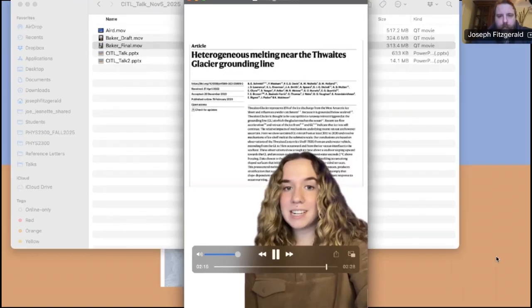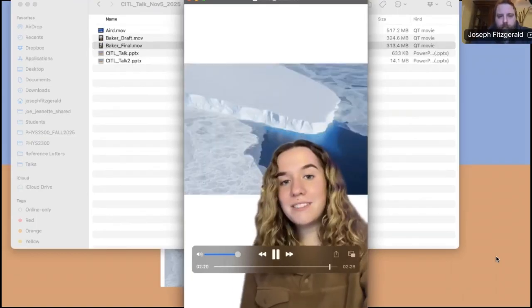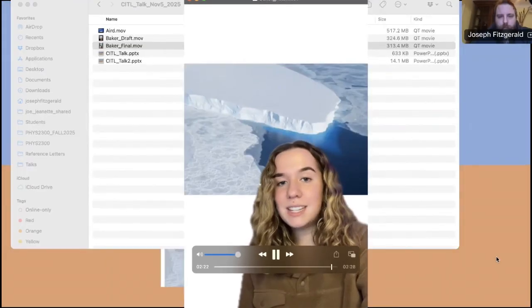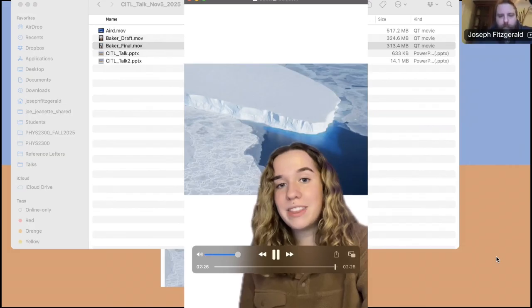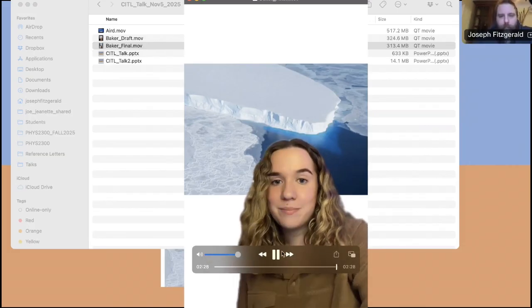This study should captivate us all because it is an issue that affects us all collectively. The melting of massive glaciers such as the Thwaites Glacier pose a real threat on sea level rise, which in turn pose a threat on the entire ocean system.